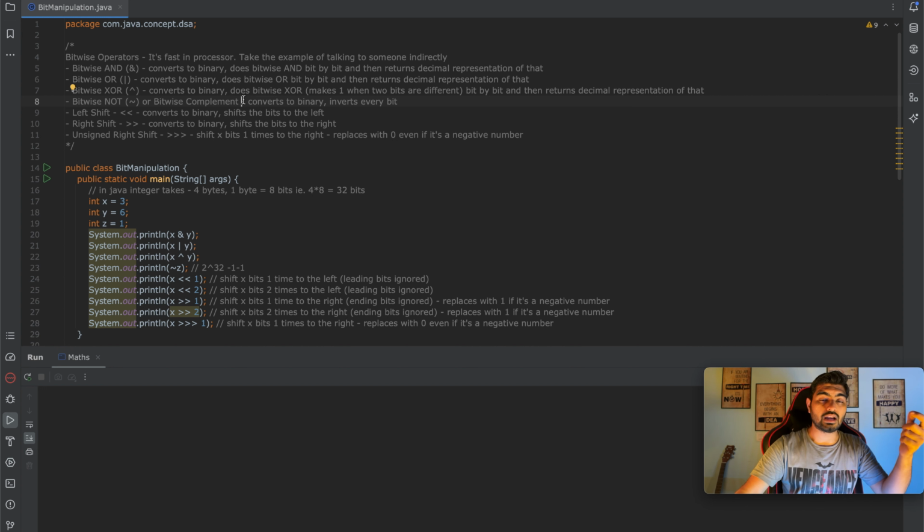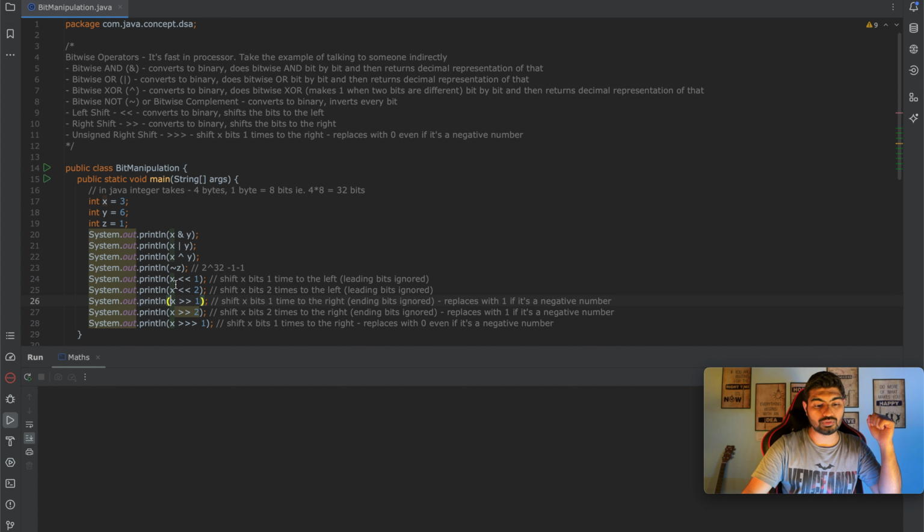That reversal will happen when you use this bitwise not operator. It converts to binary and inverts every bit. And then you have a left shift operator. What the left shift operator does is it converts the number to binary and shifts the bits to the left. And how much you're supposed to shift these bits, you mention like this.